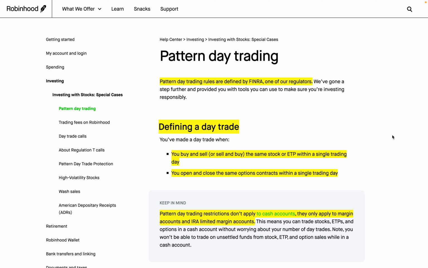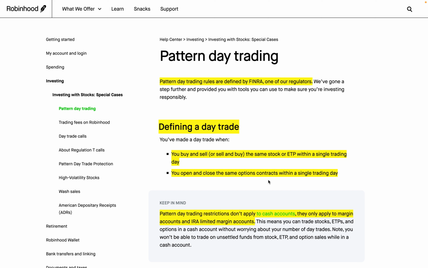We need to first understand what a day trade is. So let's go over to this document that Robinhood has on their website. Pattern day trading rules are defined by FINRA, one of our regulators. Remember, a day trade is when you buy and sell or sell and buy the same stock security within a single trading day, or you open and close the same options contract within a single trading day. That's how you define a day trade.